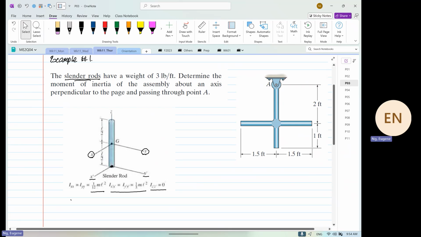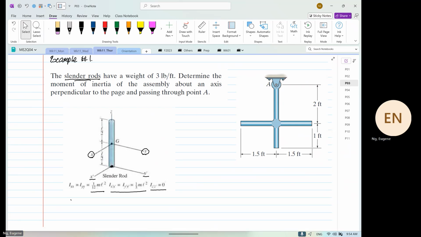Now, let me ask you a question. It states that we are going to determine the moment of inertia about an axis perpendicular to the page. Why is it important to find the moment of inertia about or perpendicular to the page?